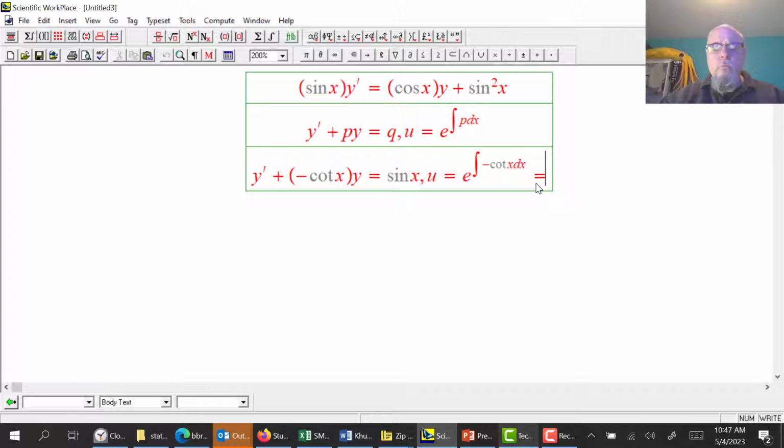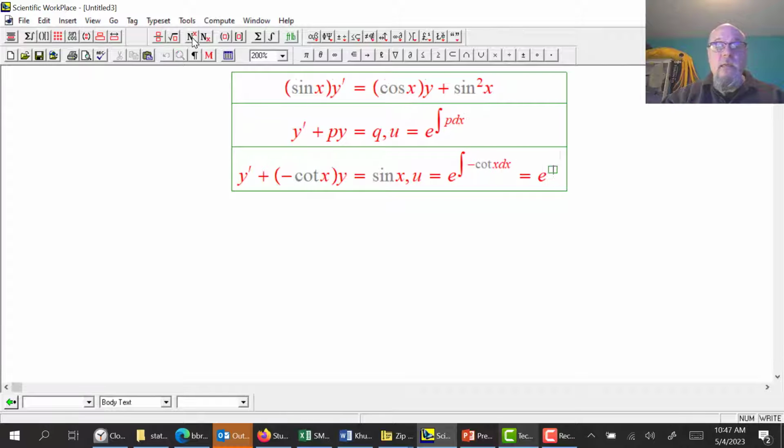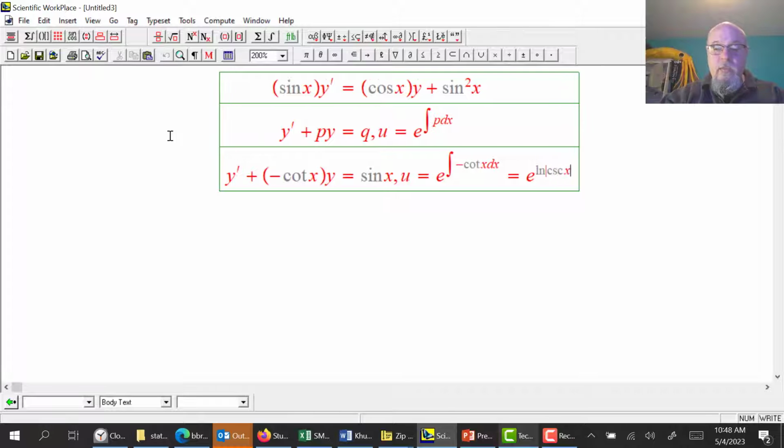Now, this one's got trig in it, so we've got to know all our trig integrals and differentiating. So that's going to be e to the, if I integrate cotan, I'm going to get minus the ln of cosecant. The minus is already there, so the ln of cosecant.